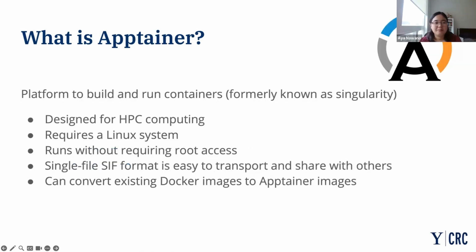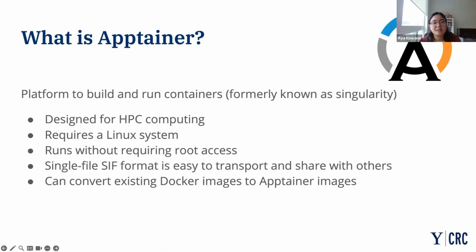What is Apptainer? Like Docker, Apptainer is a platform used to build and run containers. It is formerly known as Singularity. Apptainer was originally designed to be used on HPC clusters. These containers can run Linux applications on a Linux system. Apptainer also runs without requiring root access, unlike Docker. So it is a more secure option to use containers on HPC environments.